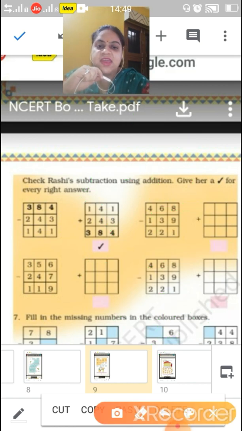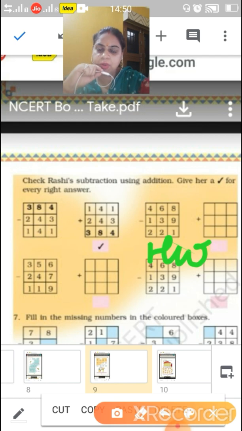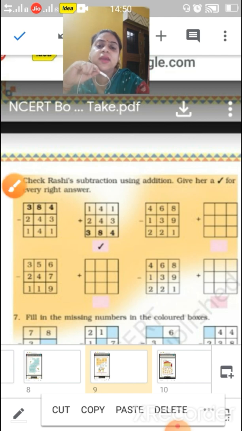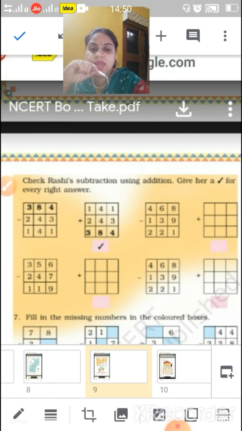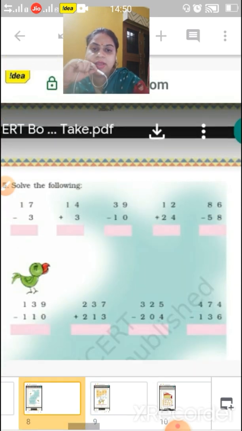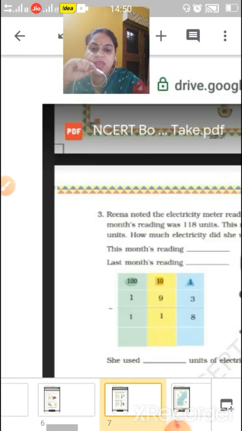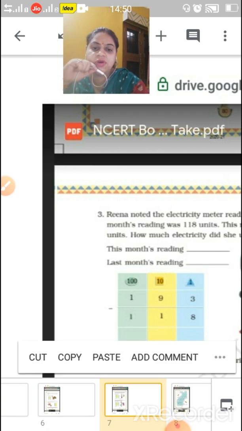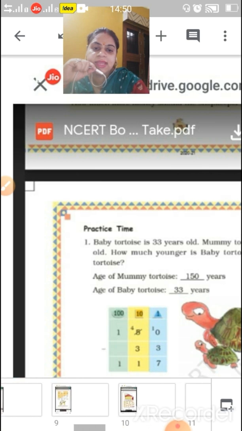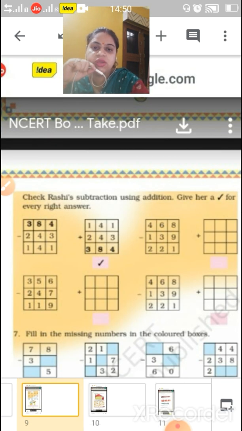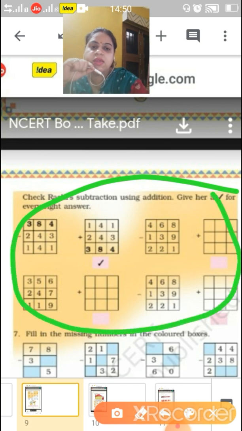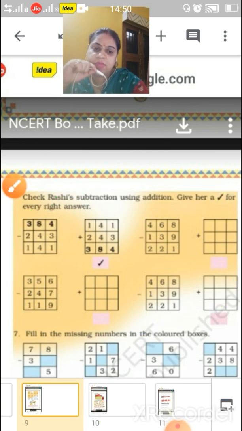Now this is your homework, both I told you. This is your homework, and this 7th question we will continue in our next class. So children, till then you have to complete all the work, all the pages that I told you, word problems also, till the 6th question. Rest we will continue in our next class. So children, till then, thank you and bye.